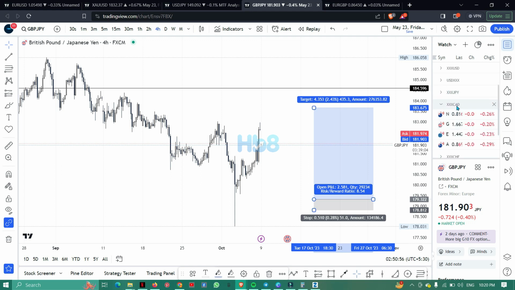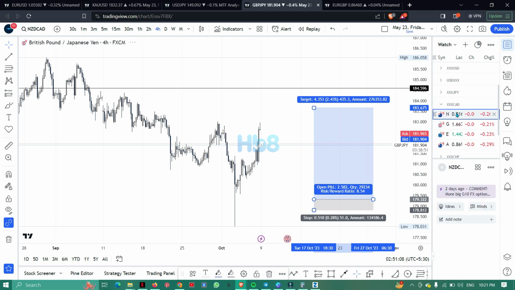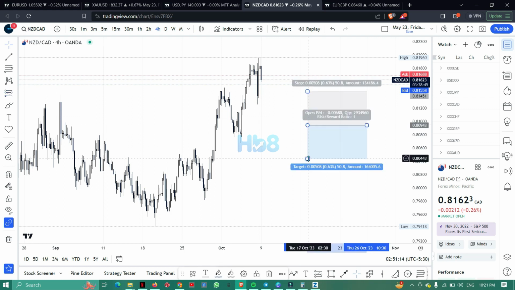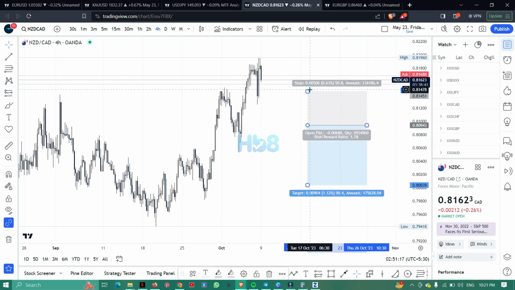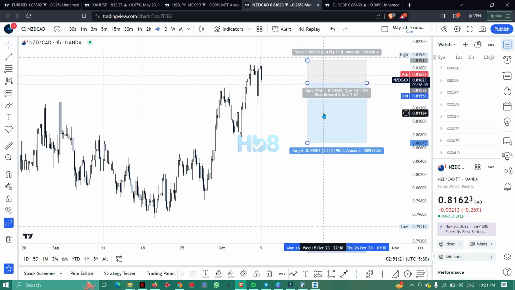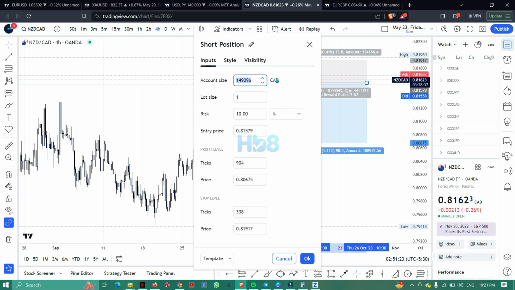This same method applies to minor pairs that end in Canadian dollar, and also minor pairs that end in CHF. So for this, let's say NZD CAD, if you would want to sell from any point, what you need to do is convert your account balance to Canadian dollar.